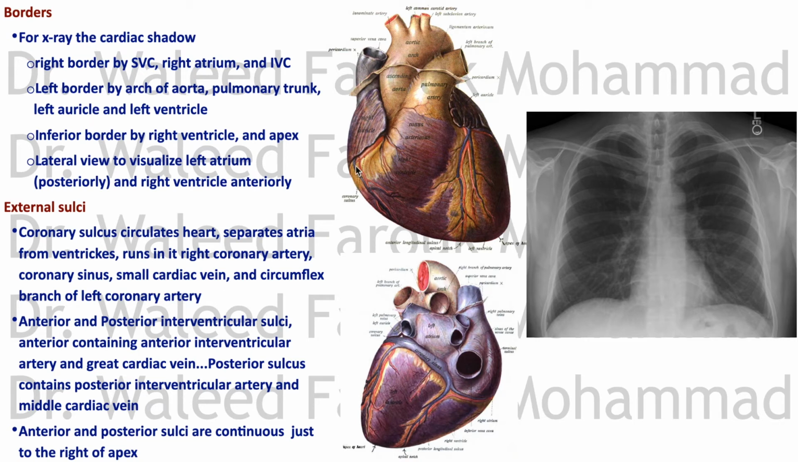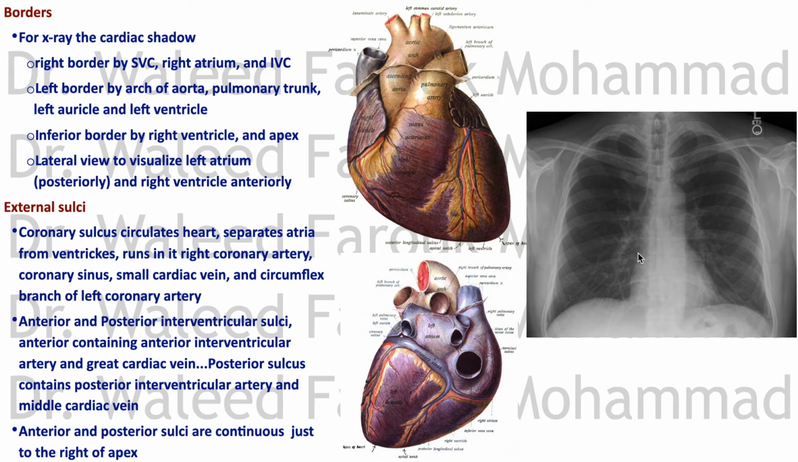Of course, the heart is a blunt, oval, continuous mass, which has no borders. No, but we are talking here about the borders you see called the cardiac shadow, because changes in different parts of these borders may indicate what's happening inside. For example, the right border of the heart, as you can see here, formed by the superior vena cava and the right atrium and the inferior vena cava.